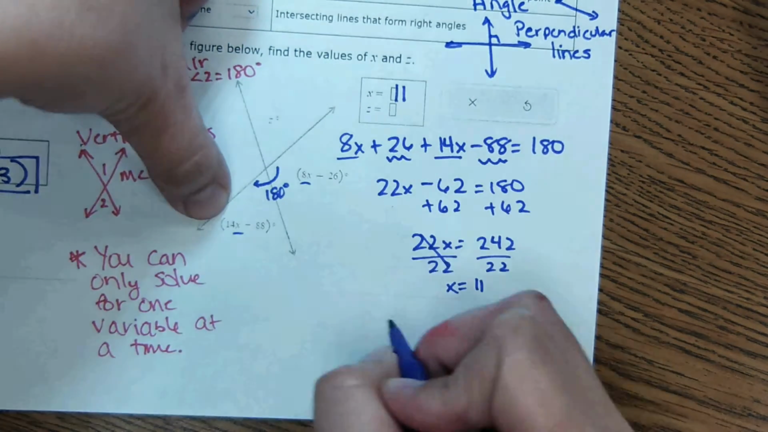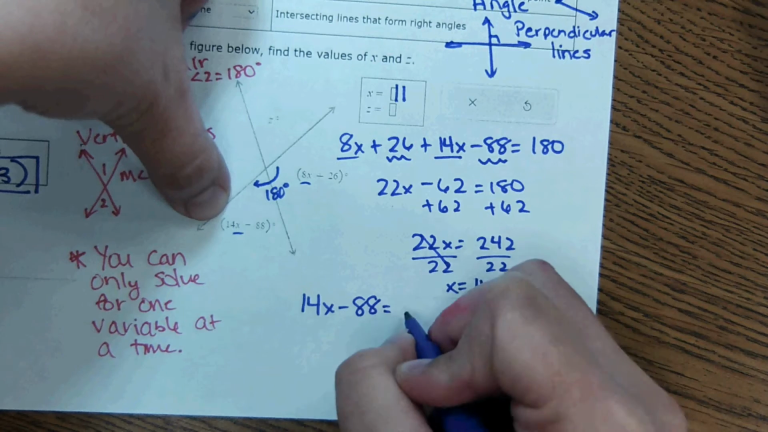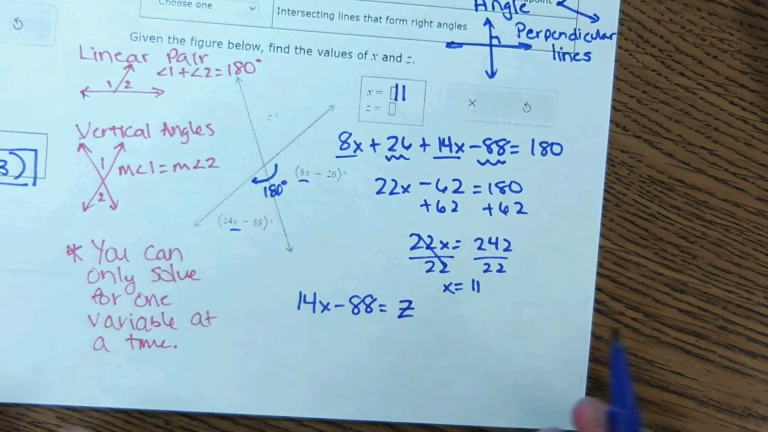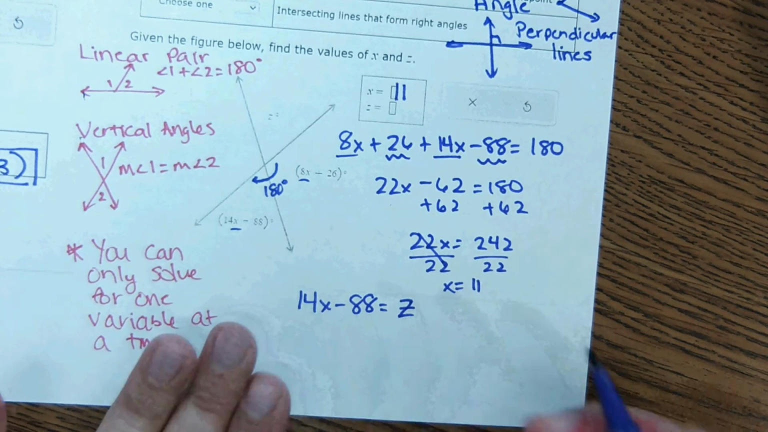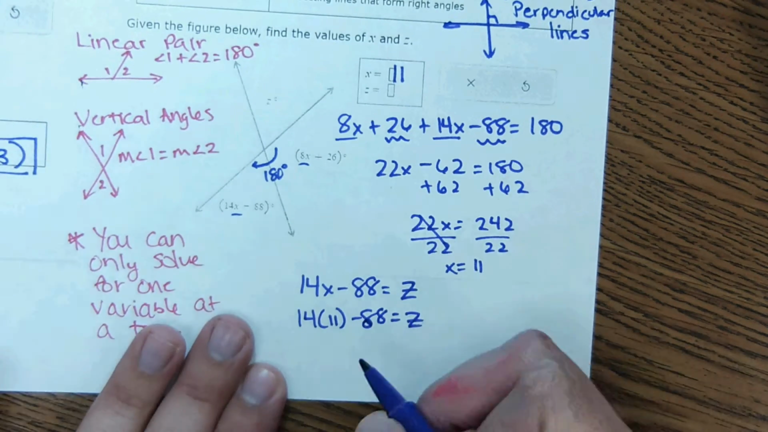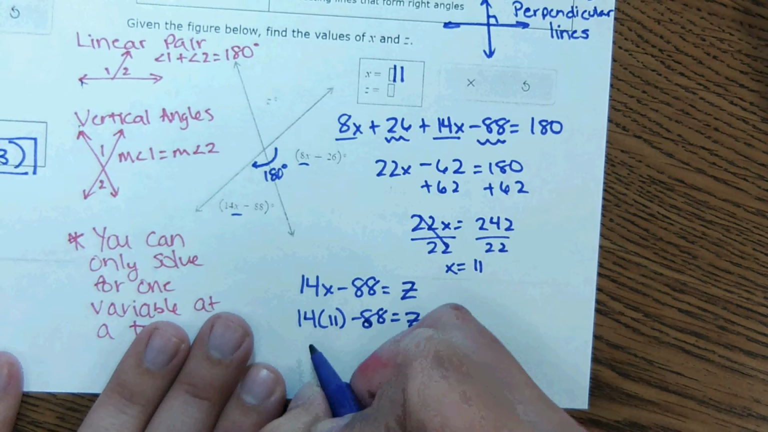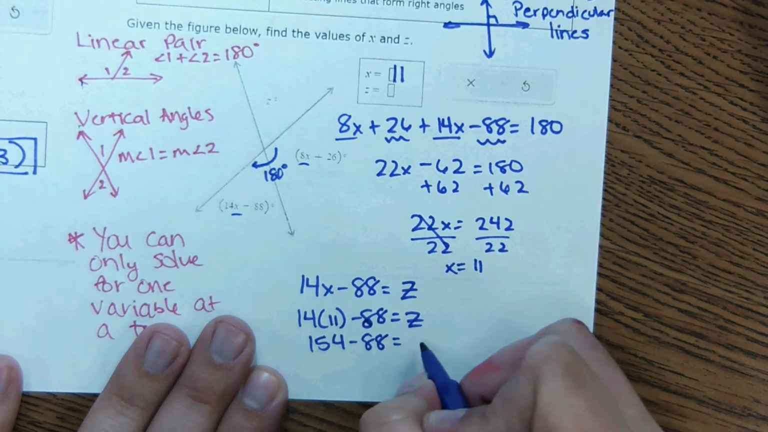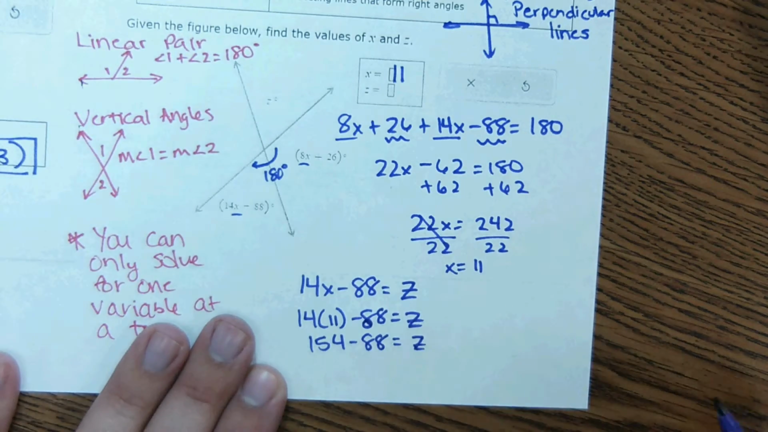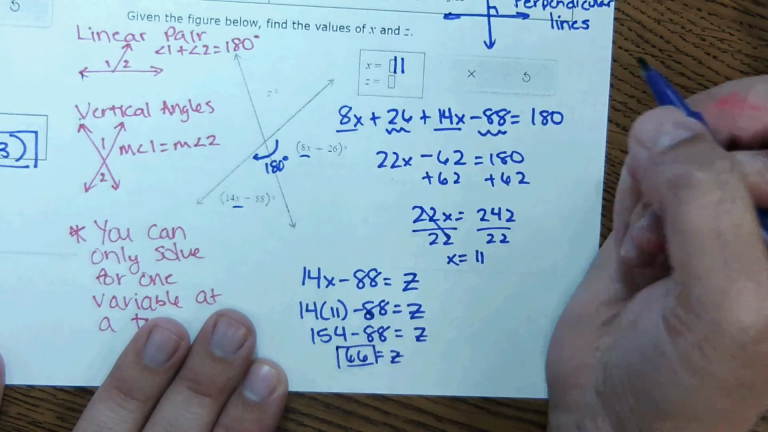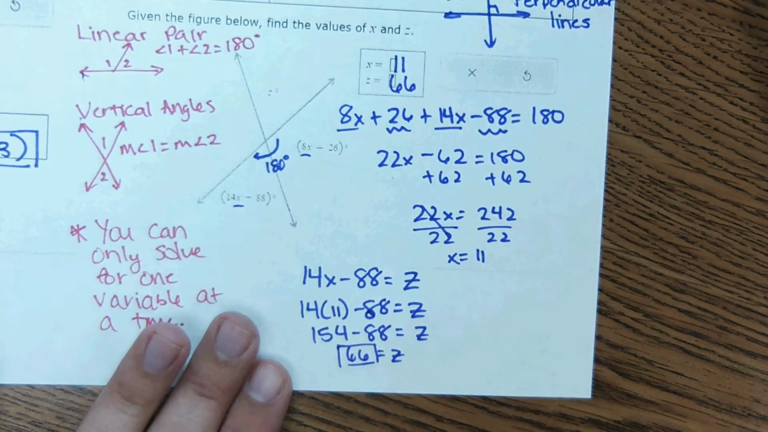Now vertical angles are congruent, so I can set this equal to z. 14x minus 88 equals z. I have two variables here, but now I know that x equals 11, so I can plug that in. Okay, 14 times 11, 154, minus 88, 66 equals z, and that is my answer for that. So I would just type that into the box here.